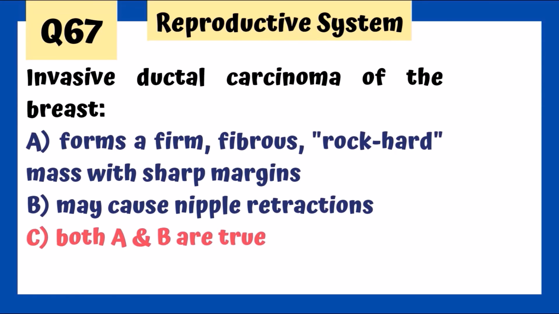Invasive ductal carcinoma of the breast, both A and B are true. Forms a firm, fibrous, rock-hard mass with sharp margins and may cause nipple retractions. Peau d'orange, I don't even know how to pronounce it, okay?